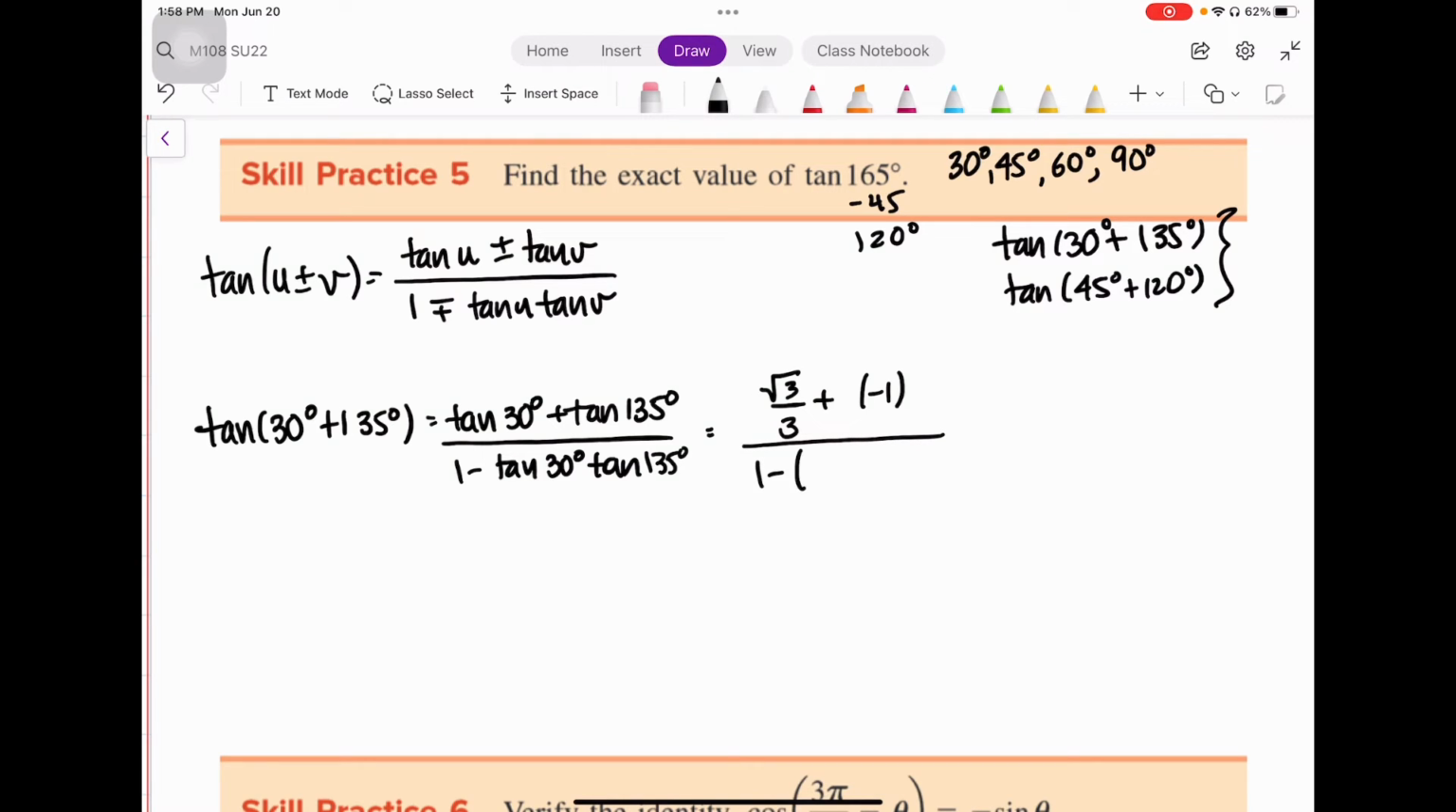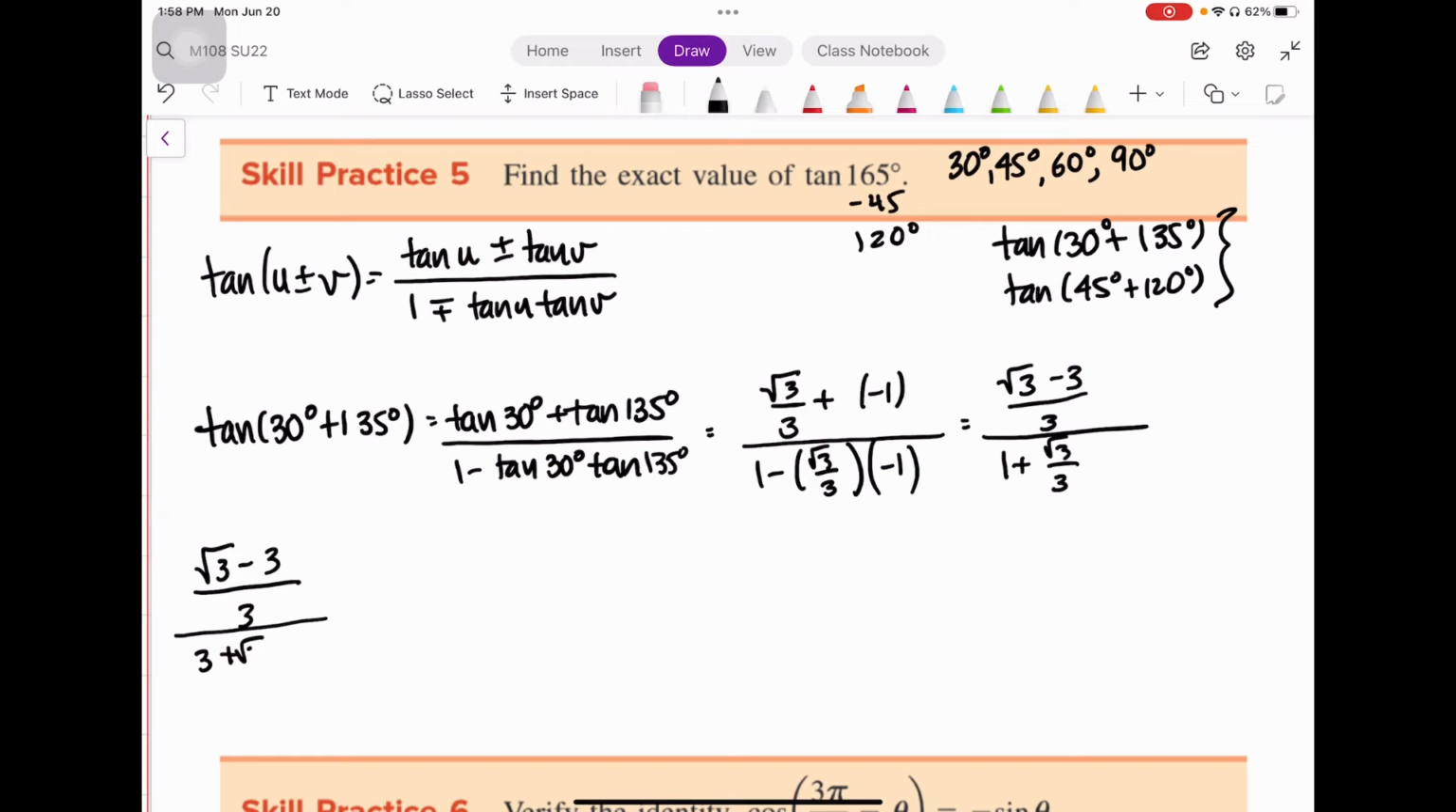Plugging in, the tangent of 30 degrees is root 3 over 3, and the tangent of 135 degrees is negative 1. So that's going to be root 3 minus 3 over 3 divided by 1 plus root 3 over 3, which is the same thing as root 3 minus 3 over 3, divided by 3 plus root 3 over 3. I'm going to multiply by the reciprocal. I will get root 3 minus 3 over 3 times 3 over 3 plus root 3. So I have root 3 minus 3 over root 3 plus 3.